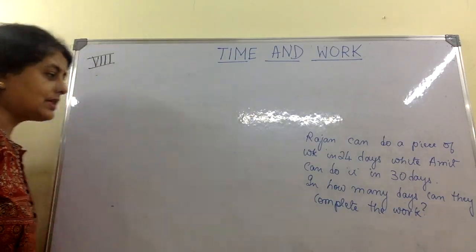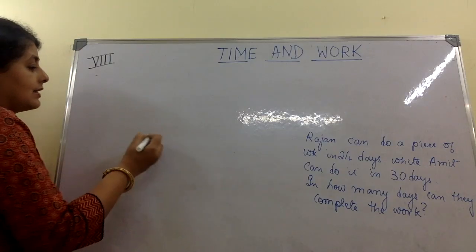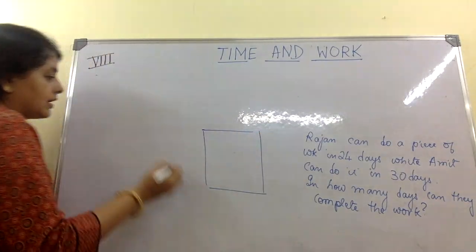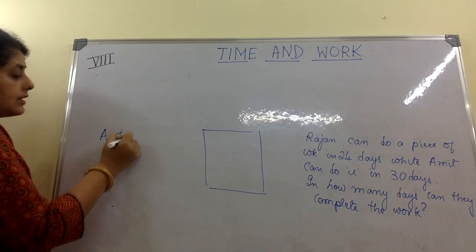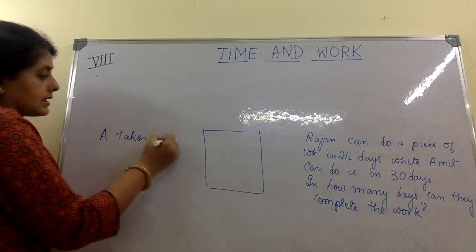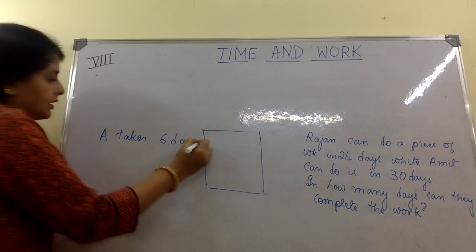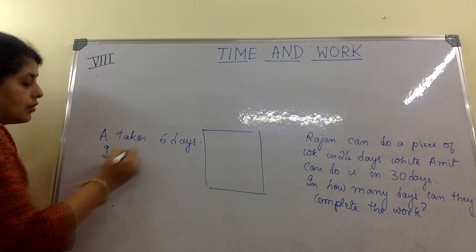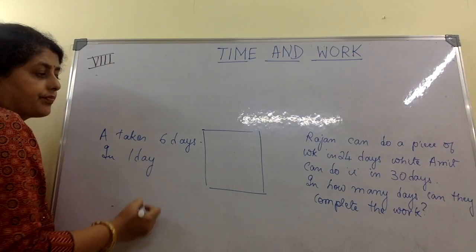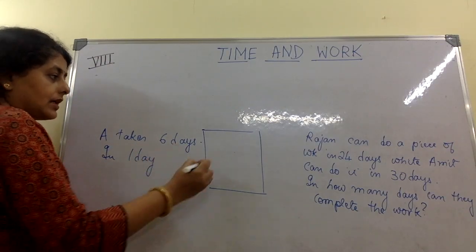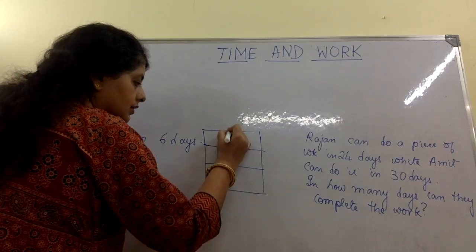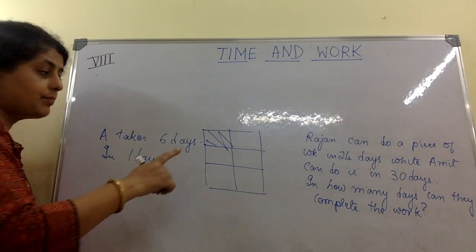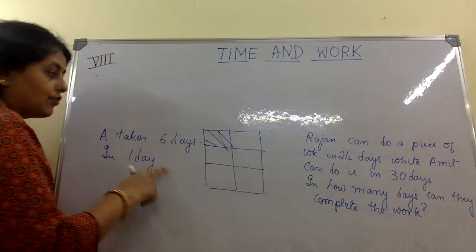So what is time and work? Supposing A is painting this wall. To paint this wall A takes 6 days. You give A only 1 day. In 1 day, how much will A do? In 1 day, A will be able to do only 1/6 of the wall, isn't it? So A paints only 1/6 of the wall in 1 day.